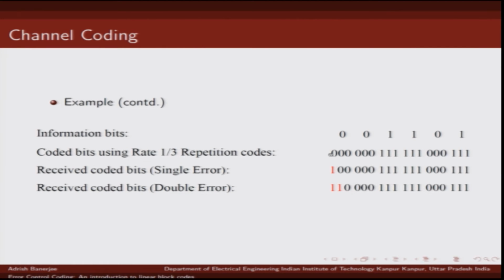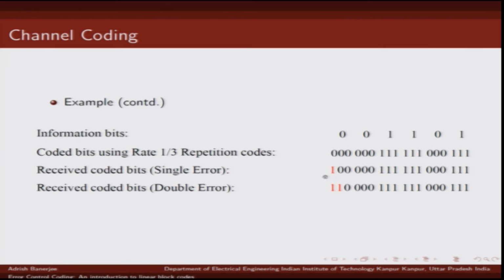So, instead of 0 we received a 1. Now, let us see whether our rate 1/3 repetition code can detect a single error. Since it is a rate 1/3 code, for each information bit we are sending 3 coded bits. So at the decoder we are going to look at 3 bits at a time.